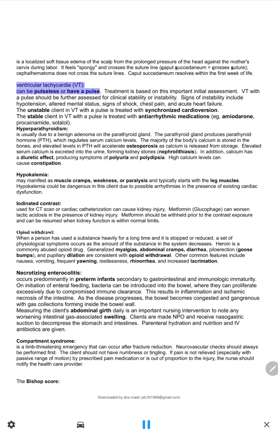Ventricular tachycardia, VT, can be pulseless or have a pulse. Treatment is based on this important initial assessment. VT with a pulse should be further assessed for clinical stability or instability.